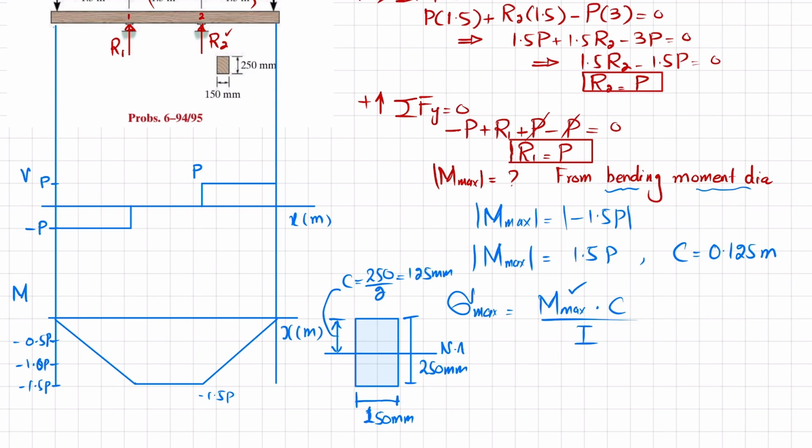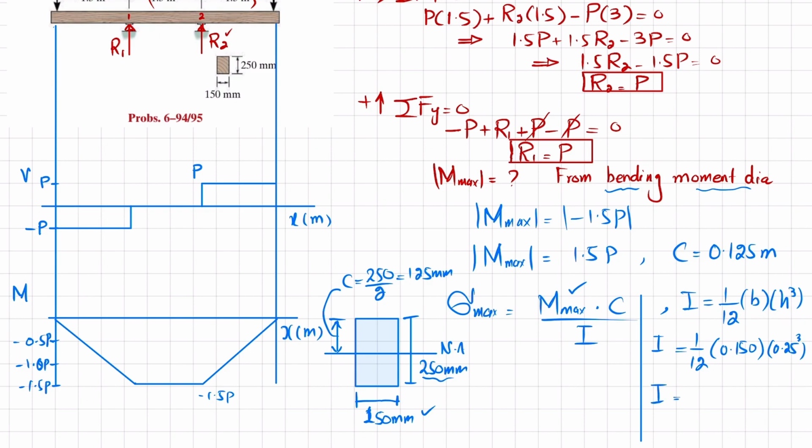And what about I? For rectangular cross section, it will be equal to 1 over 12 B into H cube. So you have I is equal to 1 over 12. Breadth is 150 millimeters, so in meter it will be 0.150 and height is 250 millimeter, so 0.25 whole cube. So when you solve this, you will get I is equal to 1.9531 into 10 raised to power minus 4 meter power 4.